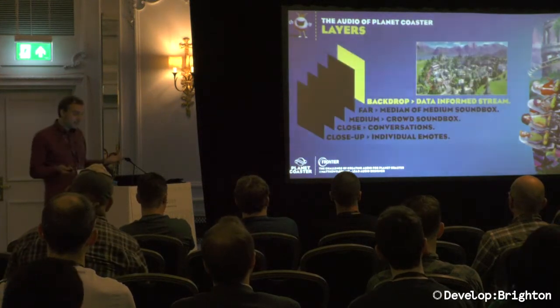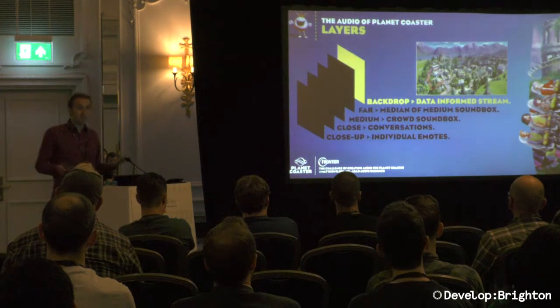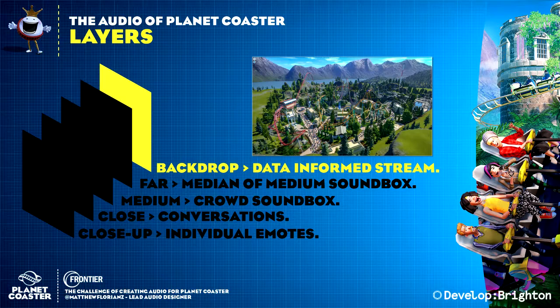And in a scene like this, the faraway view, we only have a backdrop, which is a loop, but it's informed by the amount of crowd in the park. So if there's no crowd in the park, you won't get any of that sound. But it's very diffuse and very quiet in the mix. So we can get away with it.